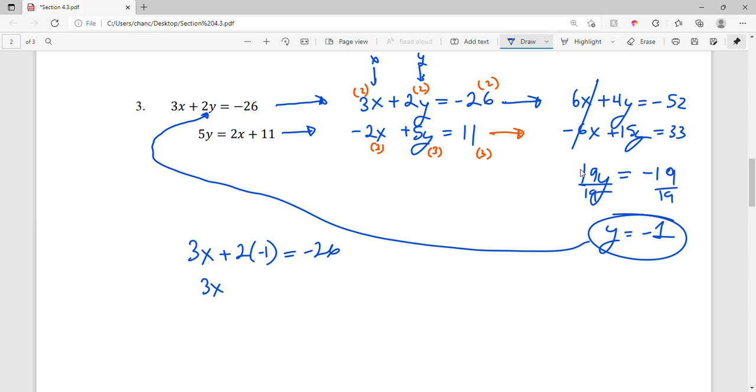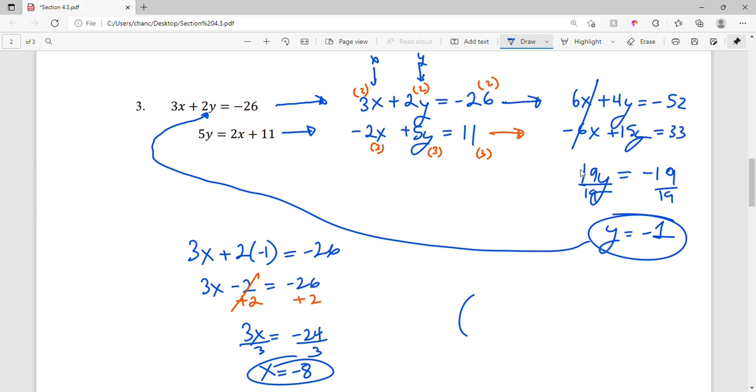and this simplifies to 3x minus 2 equals negative 26. Let's add the 2 to both sides. 3x is now equal to negative 24. I can divide both sides by 3, and that means x equals negative 8. Our ordered pair solution is negative 8, comma, negative 1.